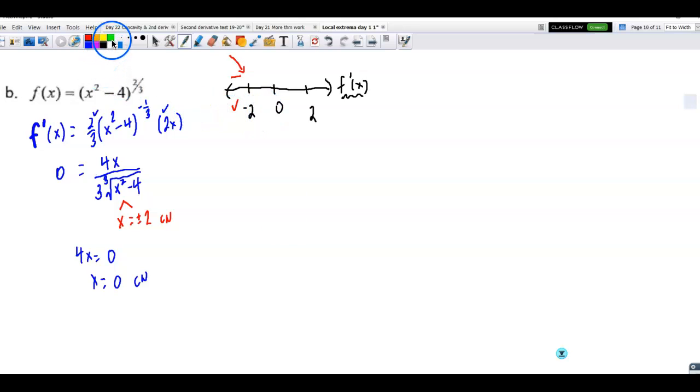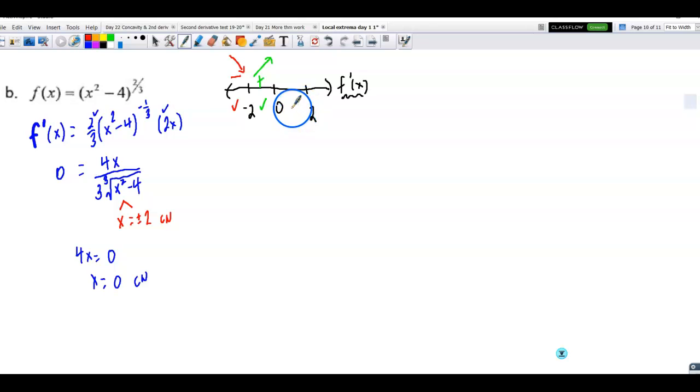From negative 2 to 0, I'm going to substitute a value of negative 1. When I substitute a value of negative 1 and square it, that'll make positive 1. Minus 4 is negative 3, and the cube root of a negative is a negative. In the numerator, when I substitute negative 1 into 4x, that makes a negative, so a negative divided by a negative is a positive. Therefore, the original function is increasing.